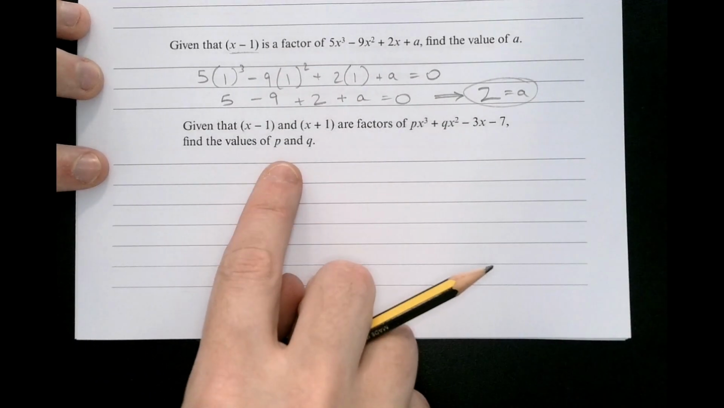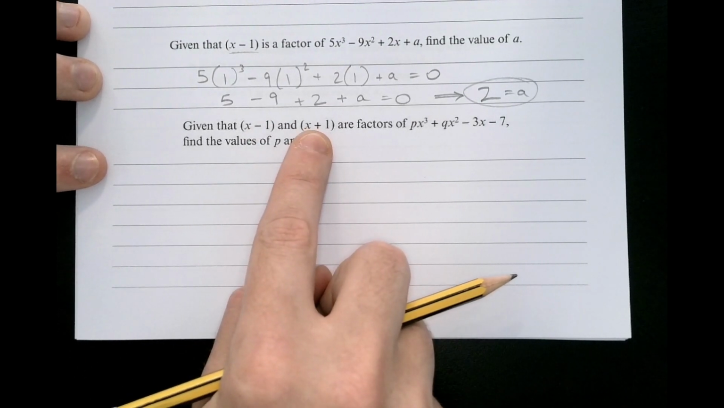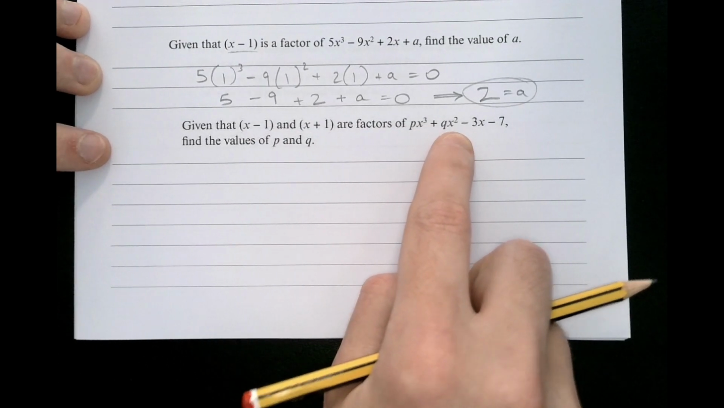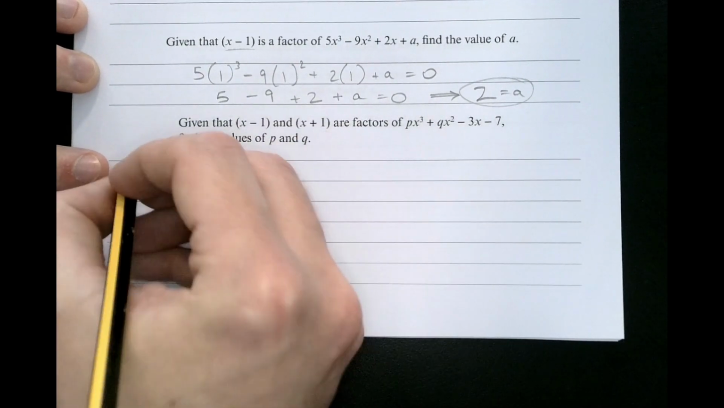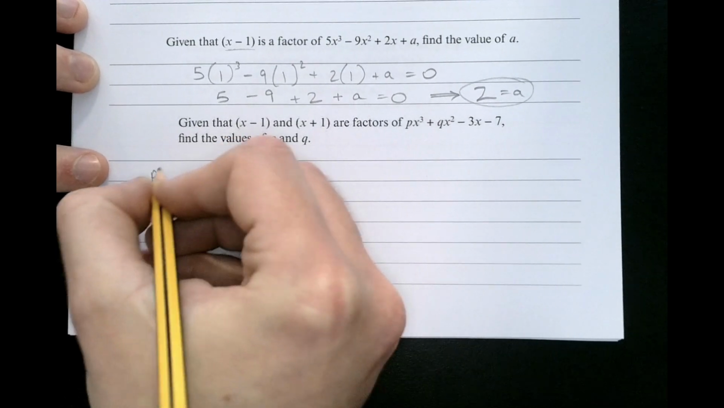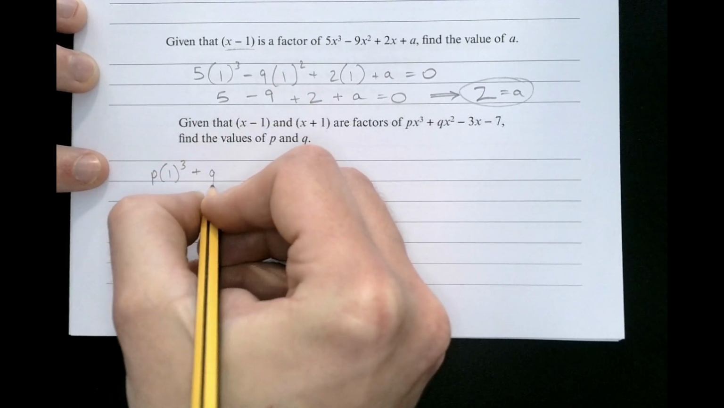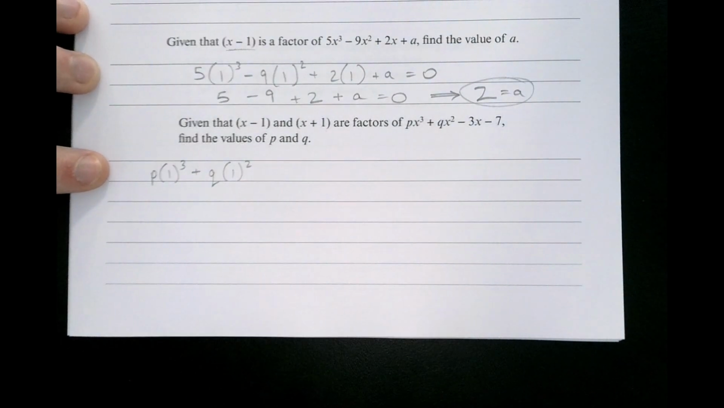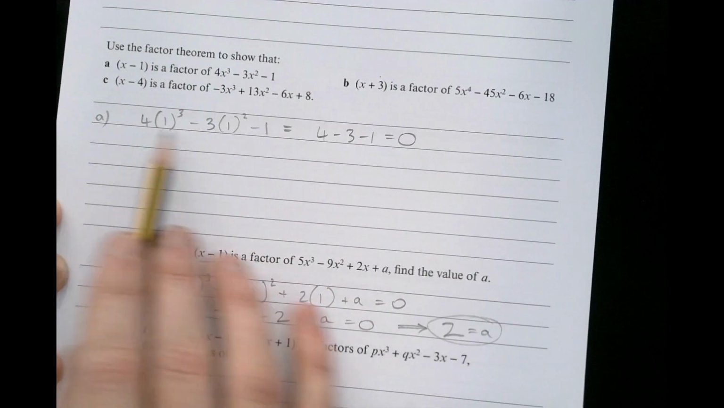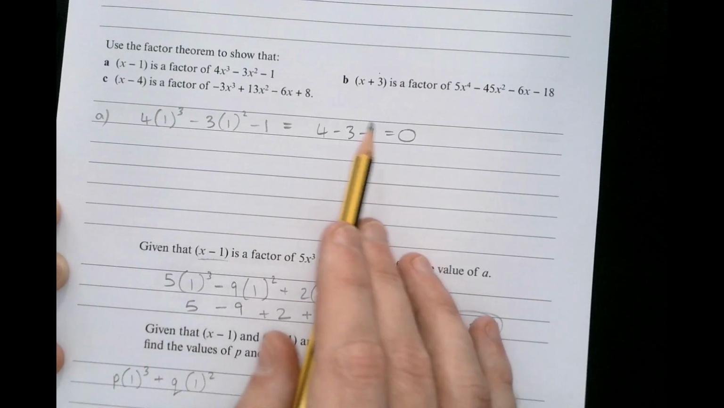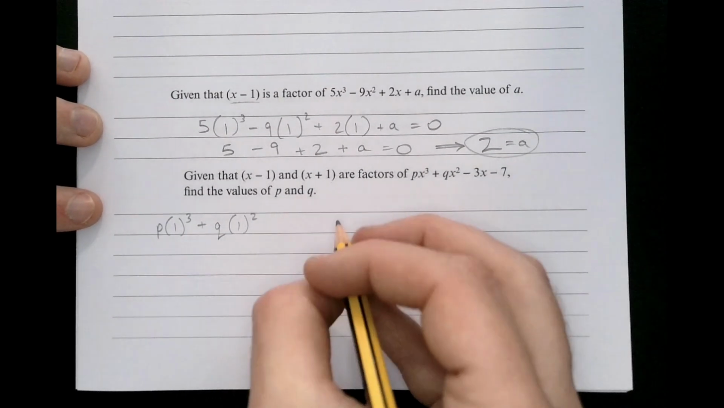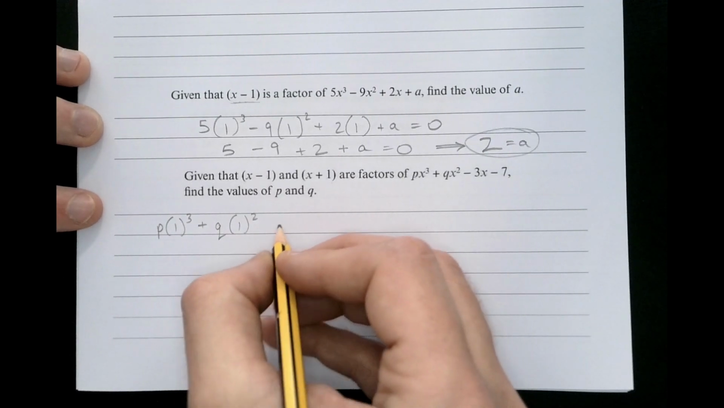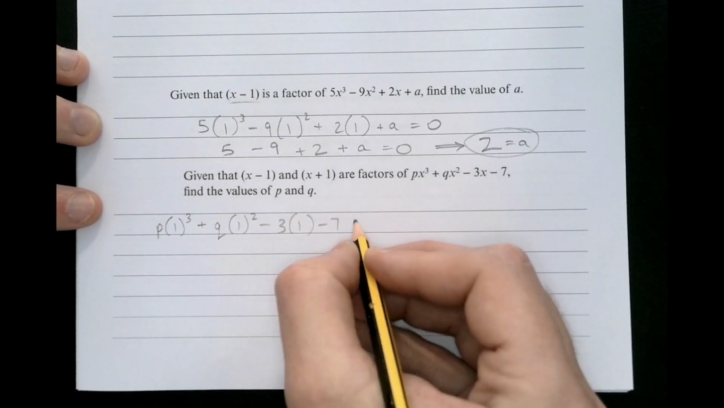Similar thing with this. It's a little bit more complicated. They've given us 2 things that are factors, and we've got 2 unknowns. So we're going to do the same thing twice and get simultaneous equations. So substitute in 1. So p lots of 1 cubed plus q lots of 1 squared. When it says show that, especially with these ones with the factor theorem, you've got to show all your working out. So it looks obvious. You can't just write equals 0 at the end. You want to show more stages of working out than you might normally show. So that's why I'm putting in the 1 to show what I'm doing.